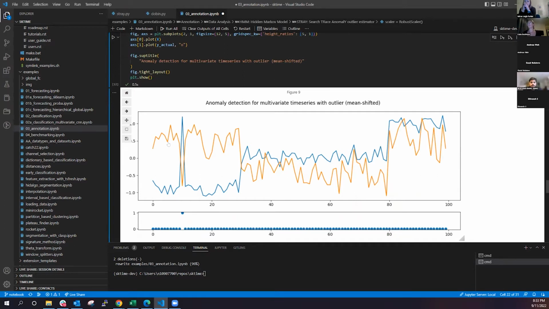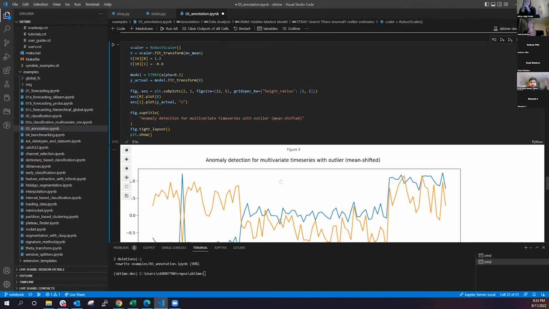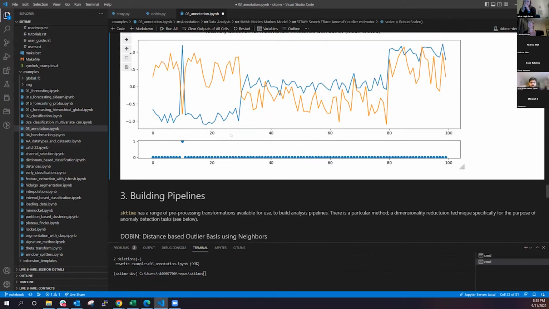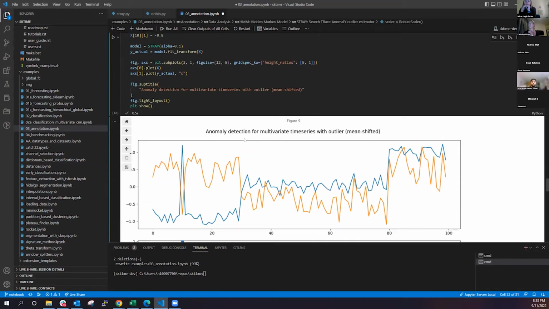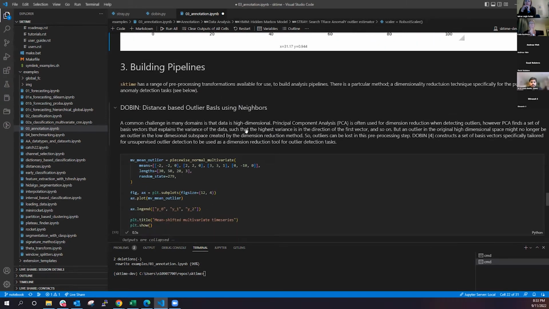So that's promising data, promising results, and I would be keen to see how this performed on a broad range of data sets. But prior to this implementation, STRAY only existed in R, and so it's exciting to have this in sktime, I think.